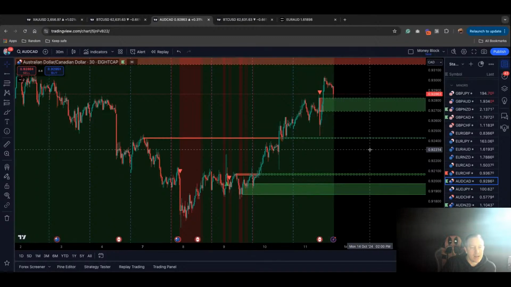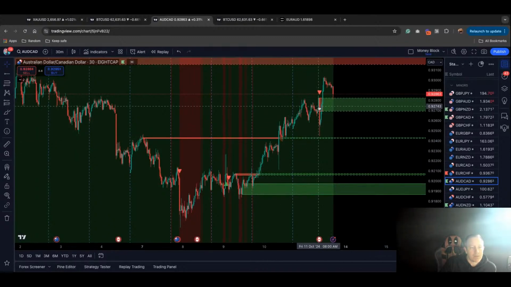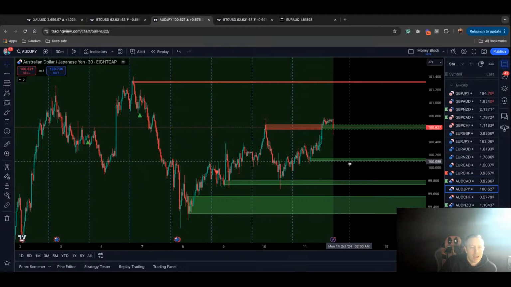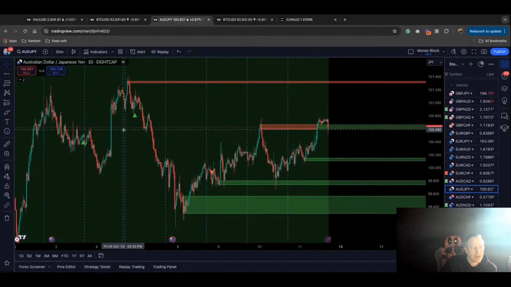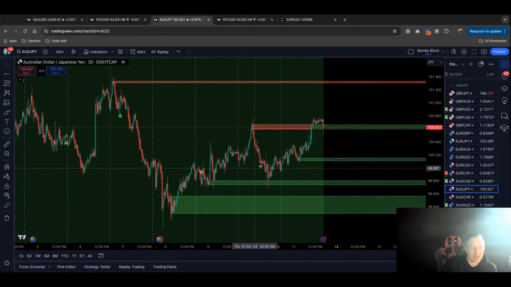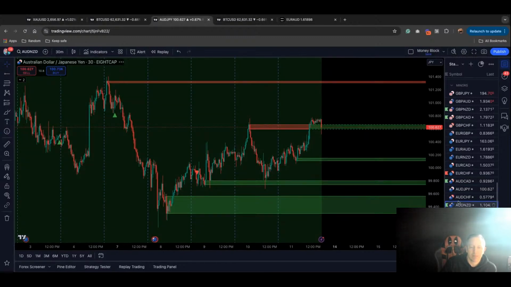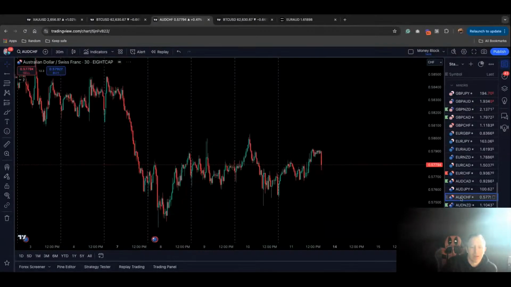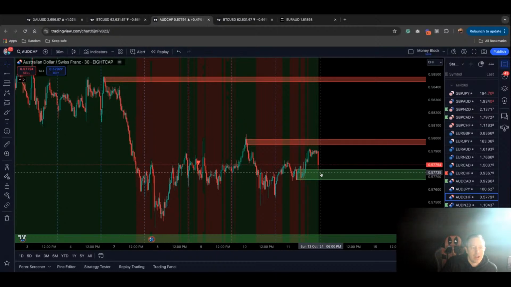AUD CAD, obviously some counter positions here. AUD JPY, buy positions. This is really what we're looking for here: we would like to have a buy position on these versus a counter position. AUD CHF, candy cane background, I'm going to stay away from that.